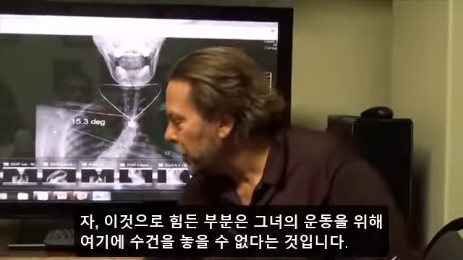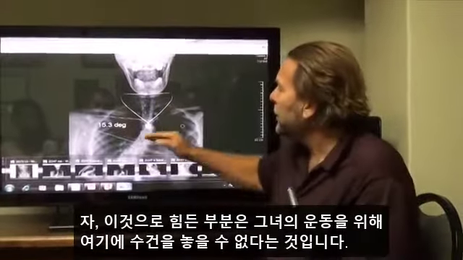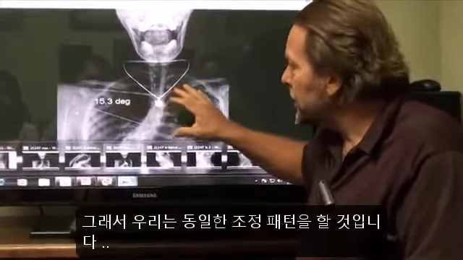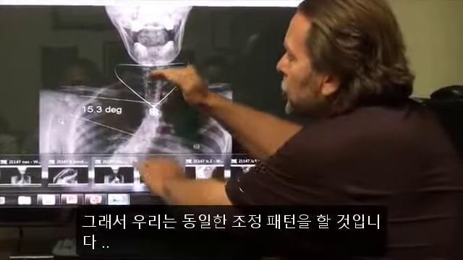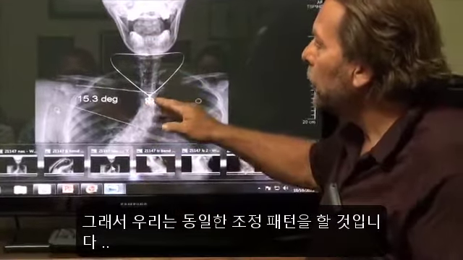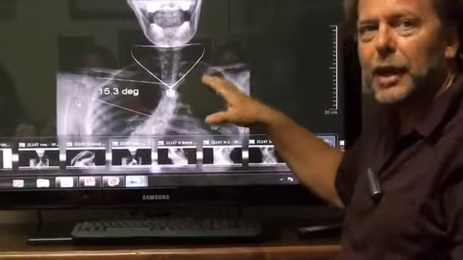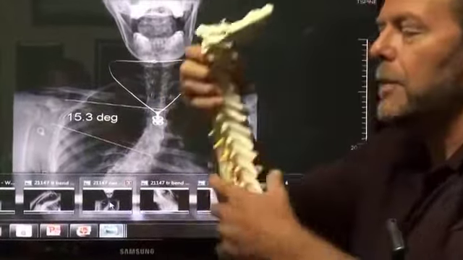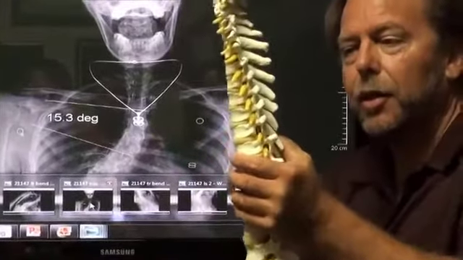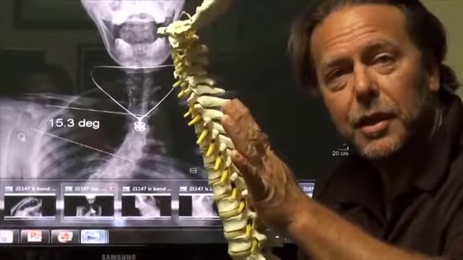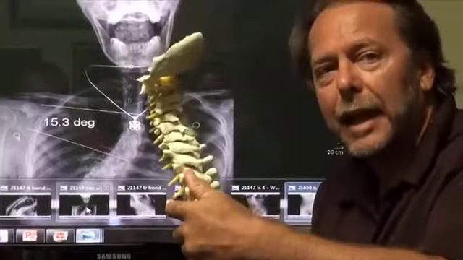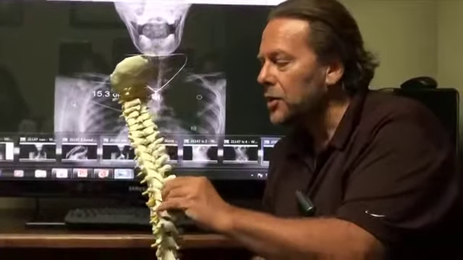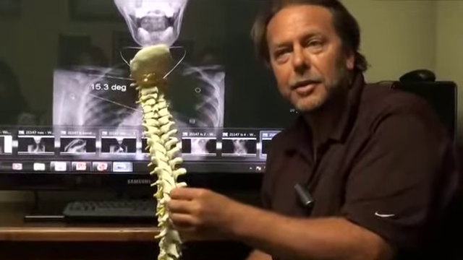Now, the tough part with this one is you can't put a towel here for her exercise. So we're going to do the same adjustment pattern where we're going to distract this. But what we want to do is increase the kyphosis, because remember, what happens with scoliotic patients is not only are they missing the lordotic curves, they're also missing the kyphotic curves. So when you restore the biomechanics, or you restore the natural curves, the joints of the spine, the facet joints, are actually going to help you realign that scoliosis.